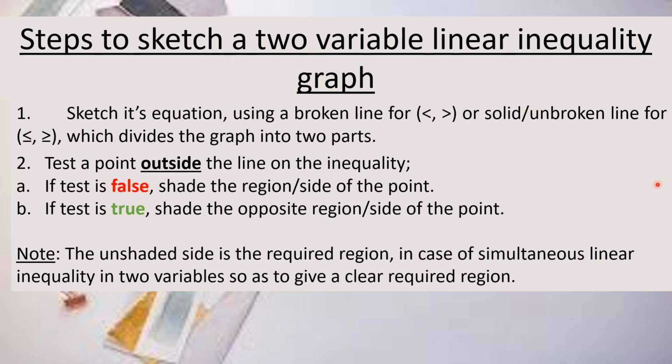The second step is to test a point outside the line. We pick a point outside the line of the inequality and we test it. If the test comes out false, we shade the region or side of the point. Please observe that the line has already divided our graph into two parts. So wherever the point is, if the test comes out as false, we shade the region of the point. But if it comes out as true, we shade the opposite side of the point. Note, the unshaded side is the required region.